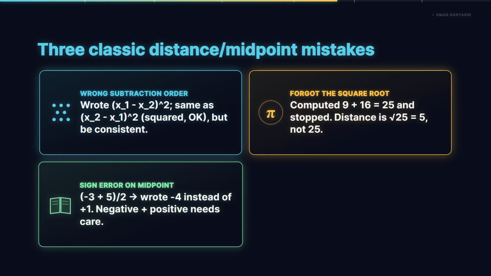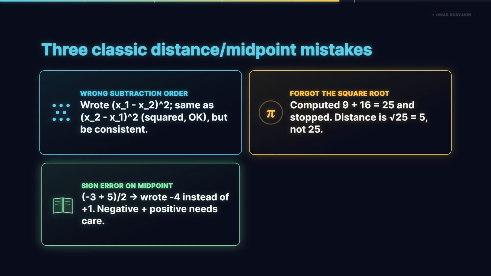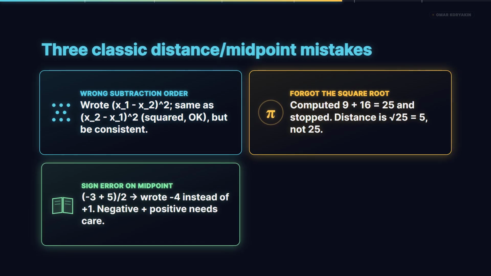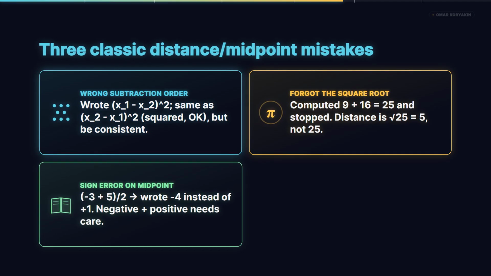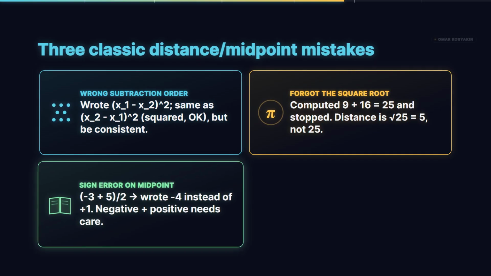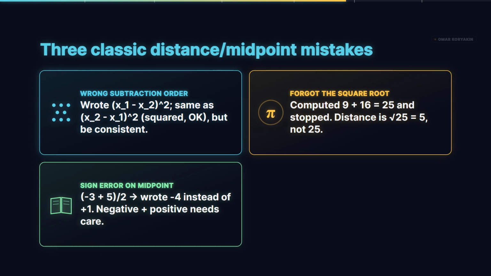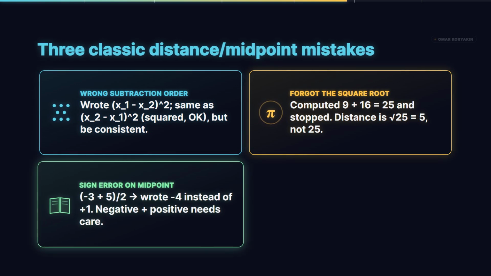Third mistake: sign error in the midpoint average when the two endpoint coordinates have different signs. A student averaging -3 and +5 writes -3 plus 5 over 2 and gets -4 over 2 equals -2, when the correct sum is +2 and the correct midpoint coordinate is +1.